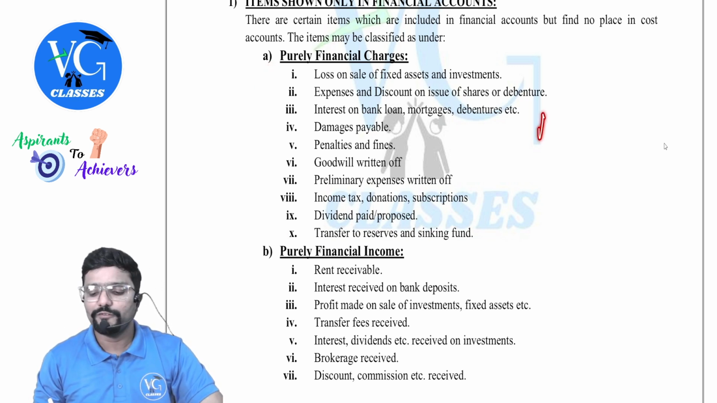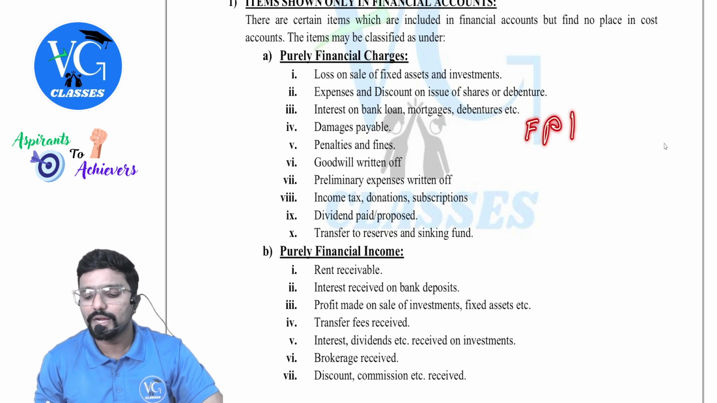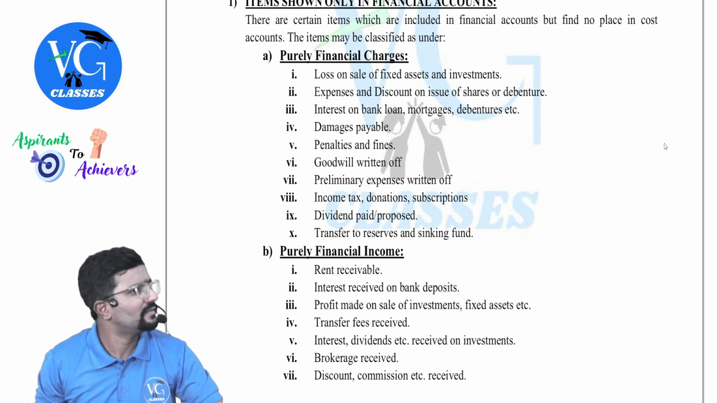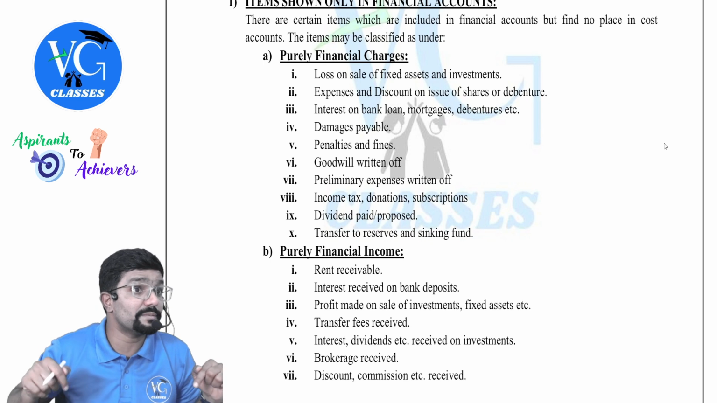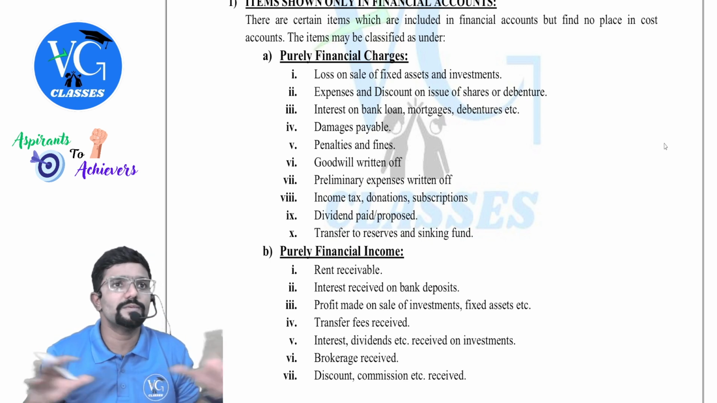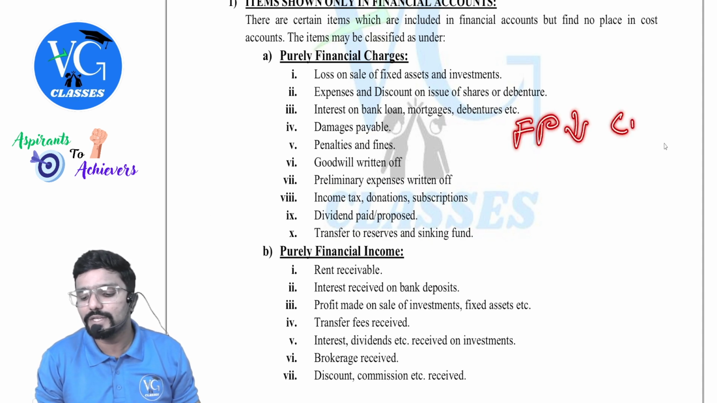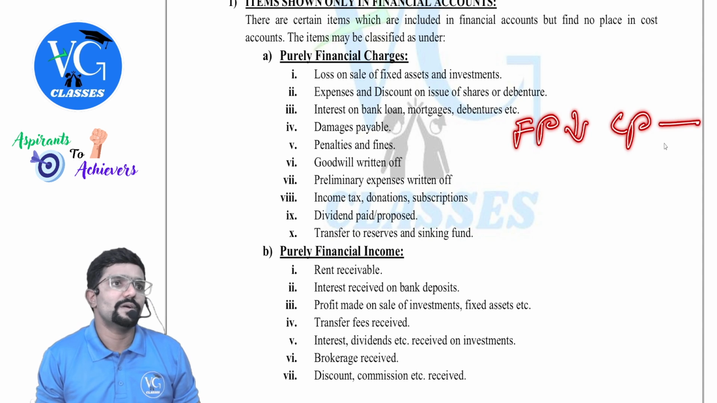Because of this, my financial profit, guys, will come down or go up? Come down. Whereas my costing profit will be the same because I have not recorded these items. Because of these items only, financial profit will come down. If you want, you can write like this: costing profit would be same. FP stands for financial profit, CP stands for costing profit.